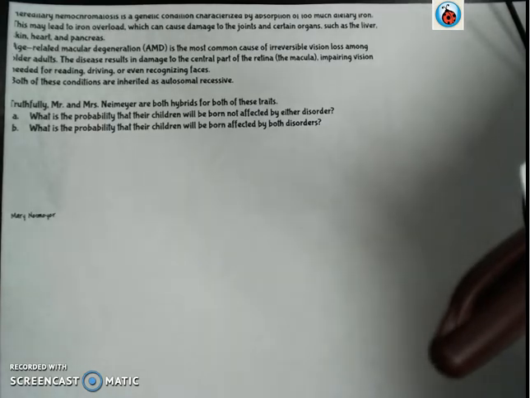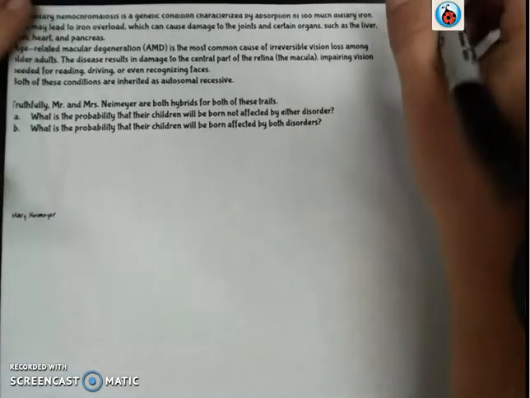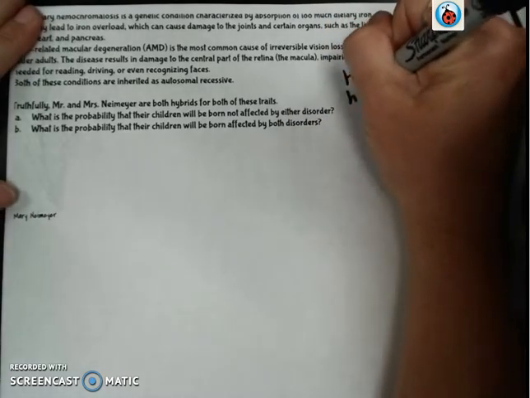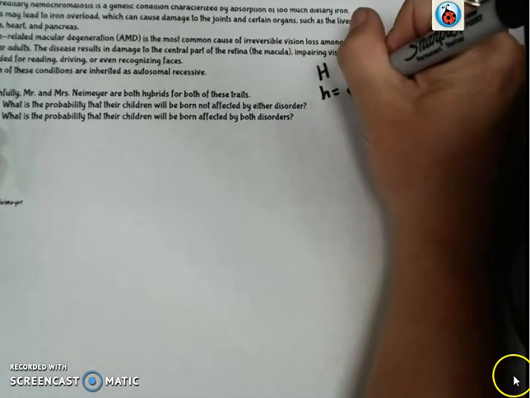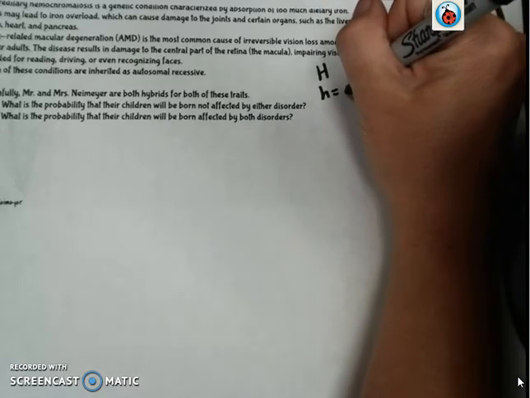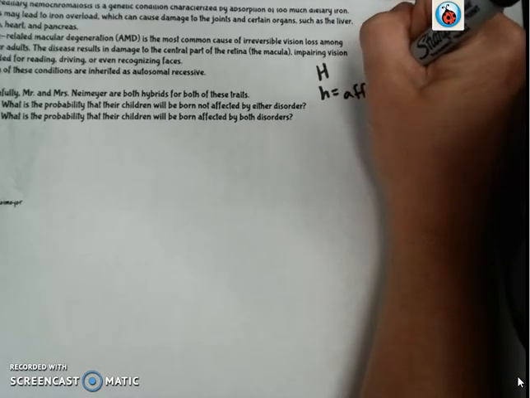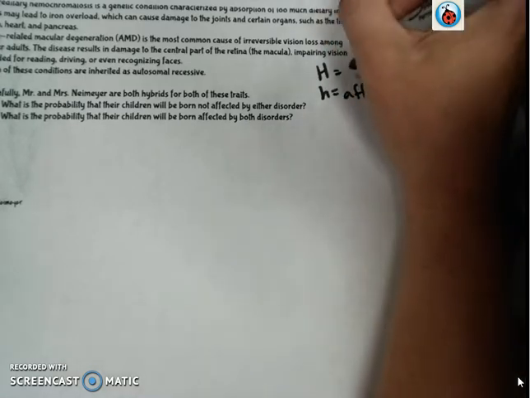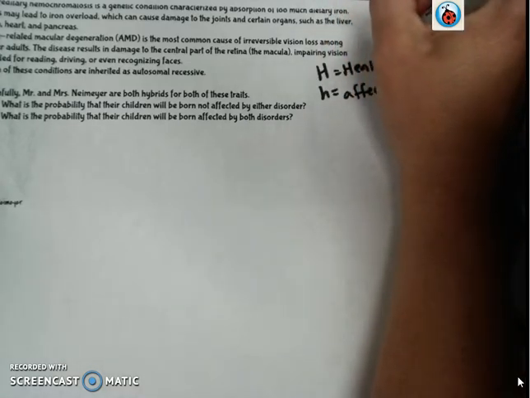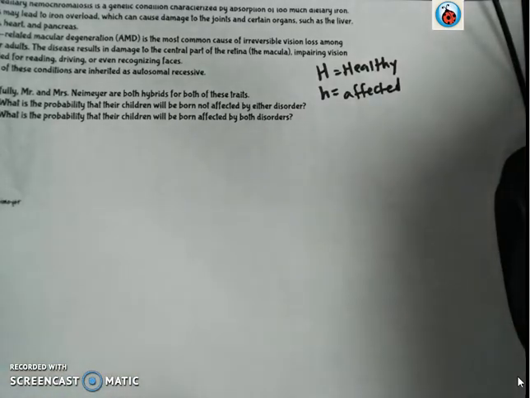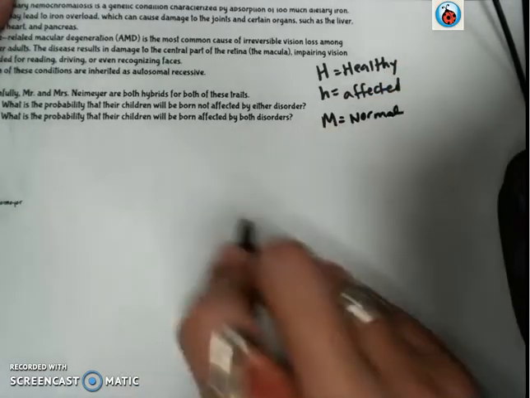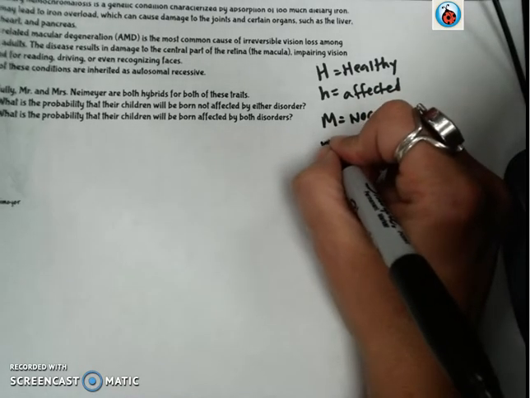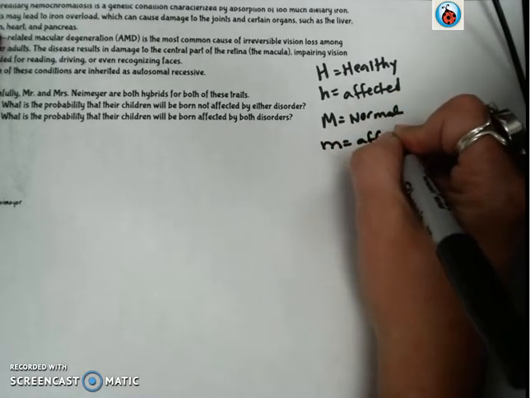So let's go ahead and assign letters to these different traits. So we're going to say that having hereditary hemochromatosis is recessive. So we'll use a little h for this. So we'll say an affected individual with this disorder is little h, and then a capital H would be a healthy individual, not affected by too much dietary iron being stored. And then for macular degeneration, we can use an M. So a capital M is going to be a normal or healthy vision person as they age, and then we'll use a lowercase m for an affected individual.